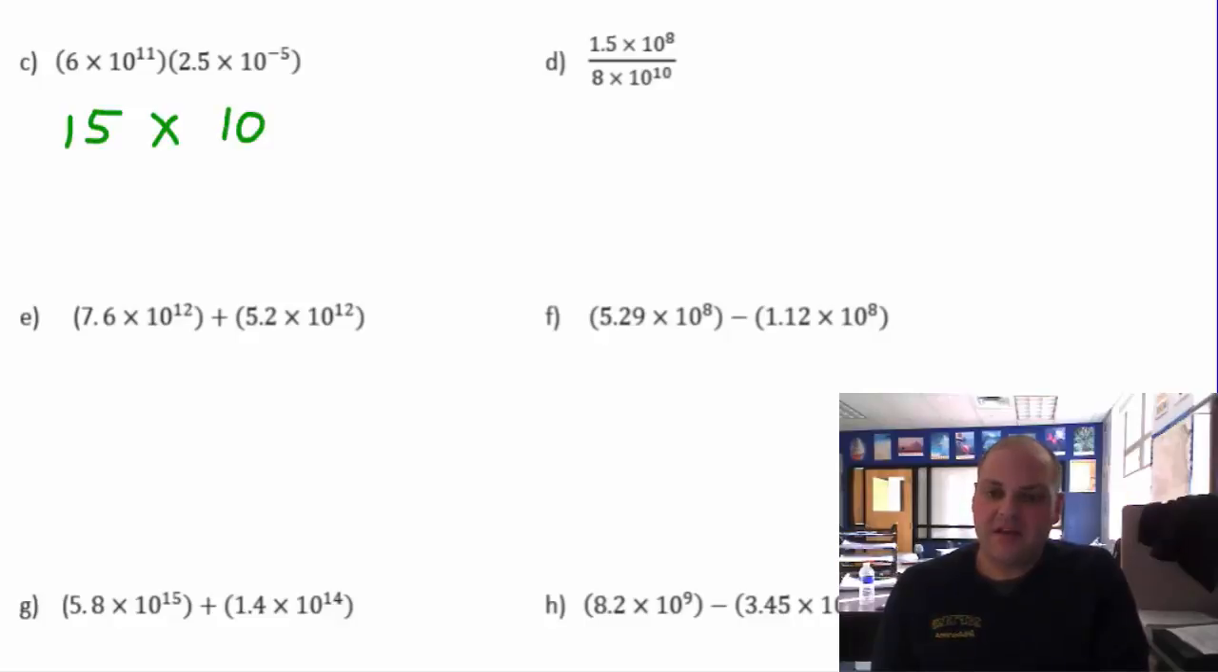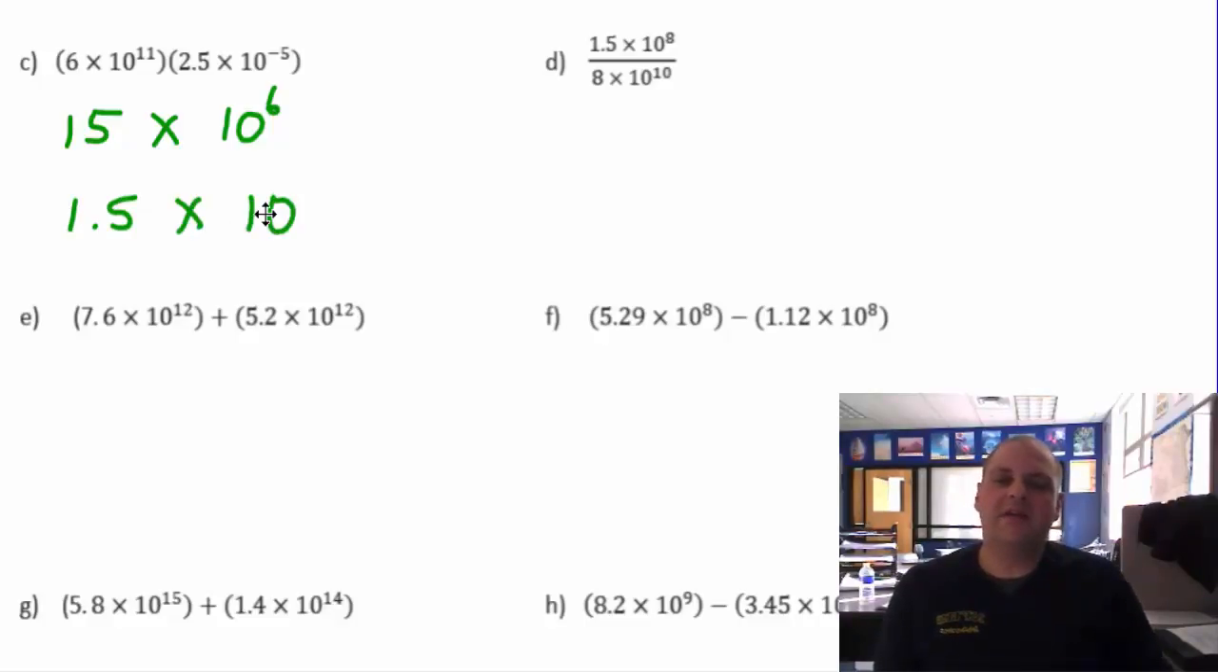Okay, 6 times 2.5, that's going to give us 15 times 10 to the, now 11 plus negative 5 is 6. Now this you have one more step because you can't leave 15 in scientific notation. It needs to be written 1.5. So we'll have to think now. 1.5 times 10 to the what?